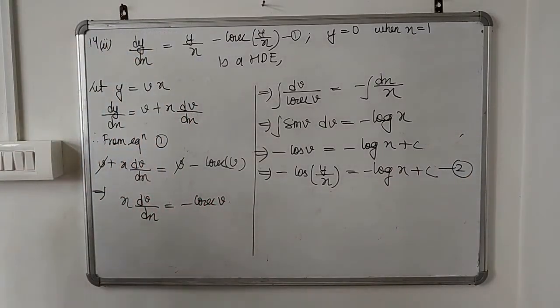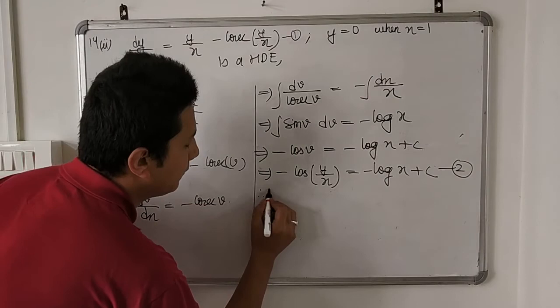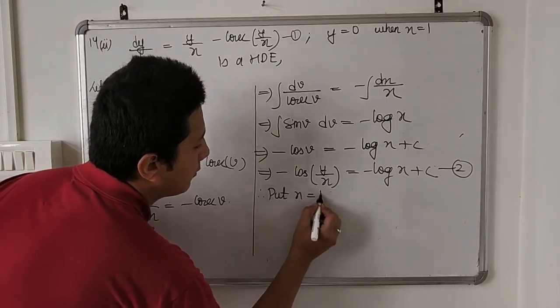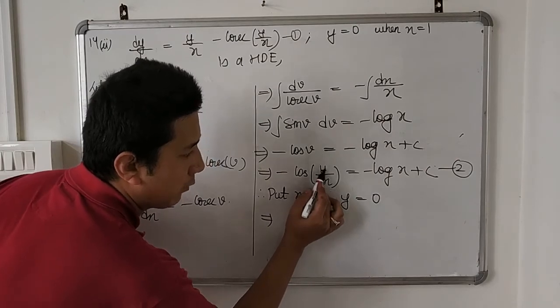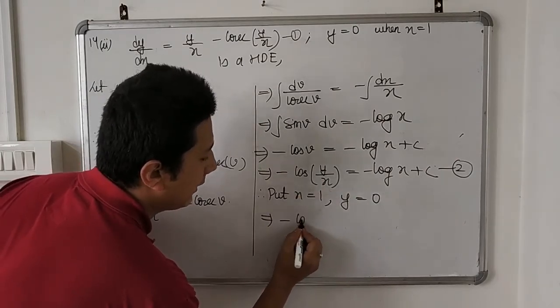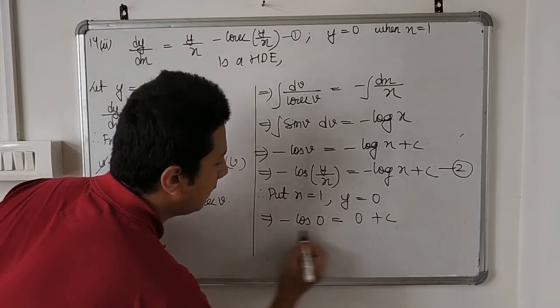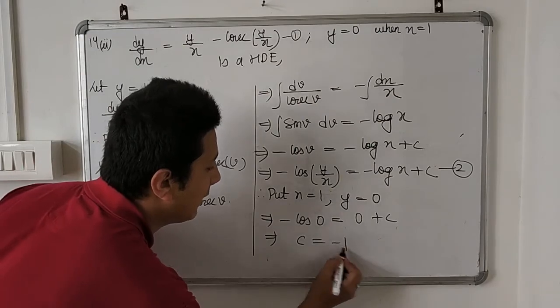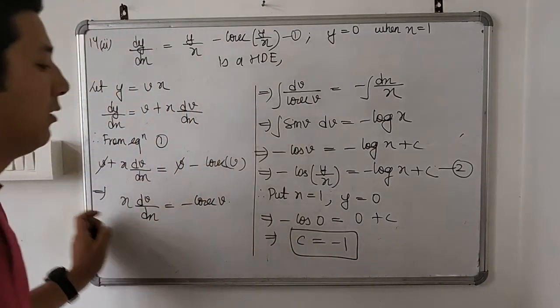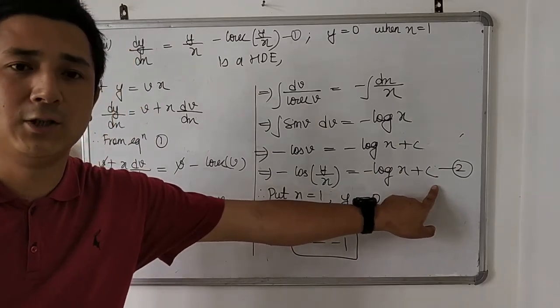So what we need to do is put x equals 1 and y equals 0. So when you put x equals 1, y equals 0, this will be cos 0. So minus cos 0 is equal to log 1 is 0 plus c, and we know that cos 0 is 1, so hence the value for c will be minus 1. Okay, please put the value for c equals minus 1 in equation number 2. That will complete your answer.